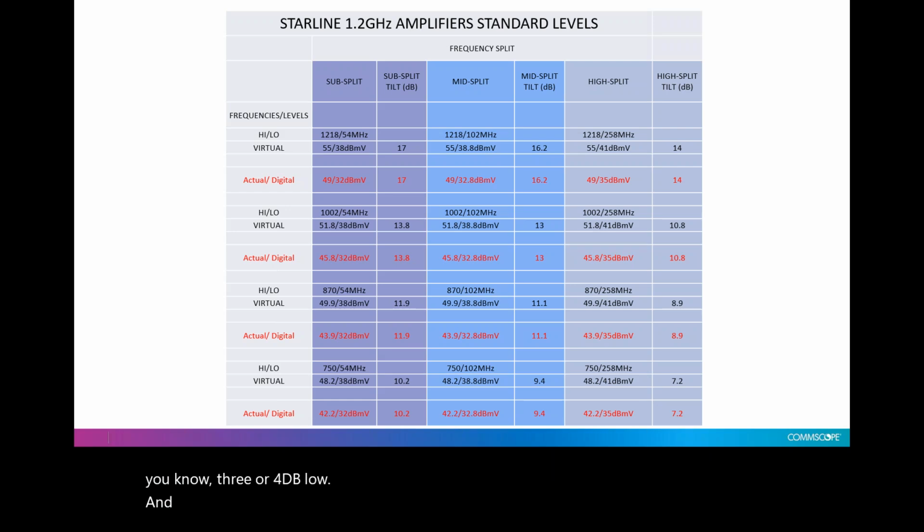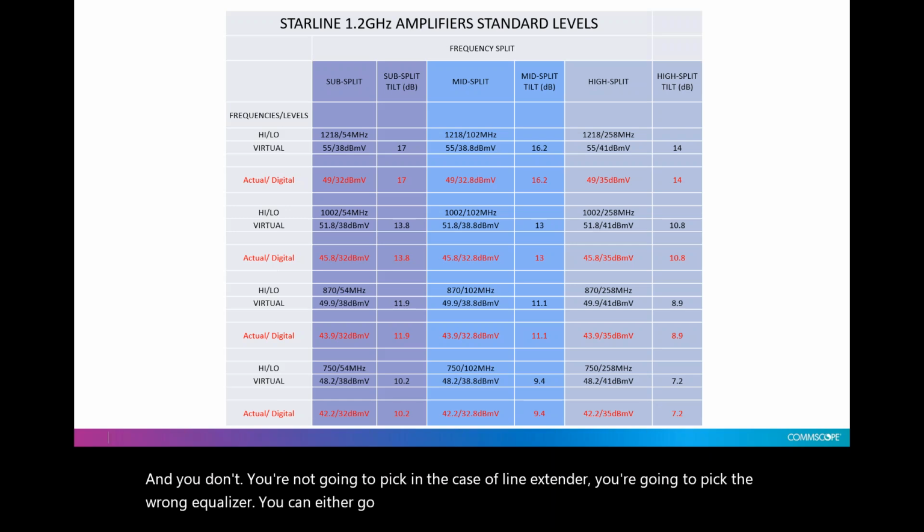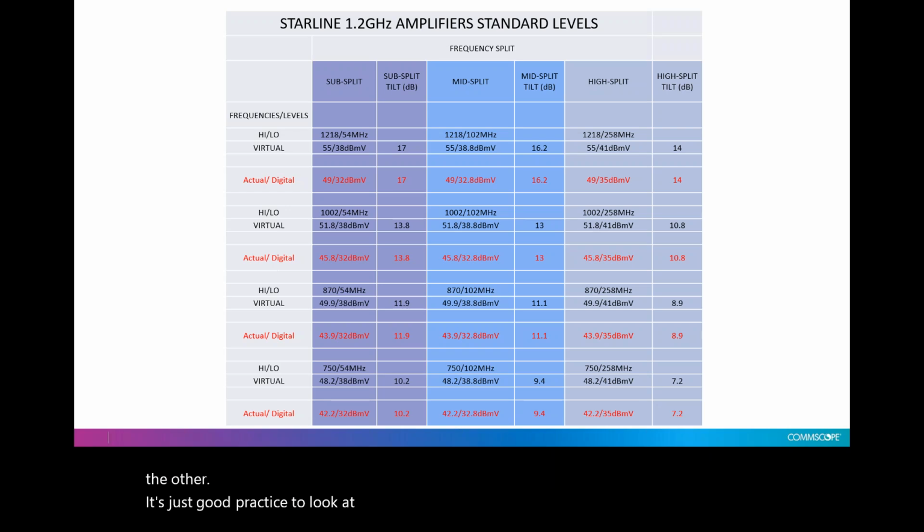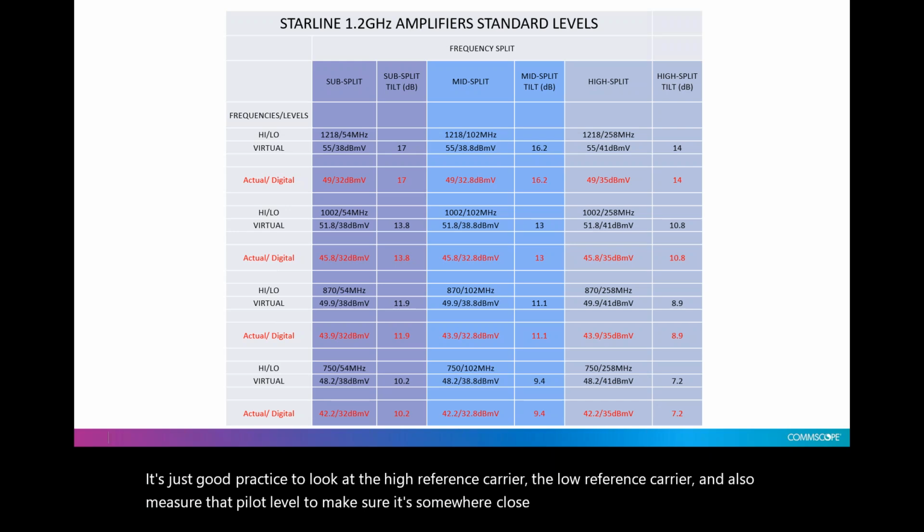And you're not going to pick, like in the case of a line extender, the right equalizer. You can either go real high with it or real low with it, a dB or two one way or the other. It's just good practice to look at the high reference carrier, the low reference carrier, and also measure that pilot level to make sure it's somewhere close to where it needs to be so that the amplifier can adjust itself over temperature.